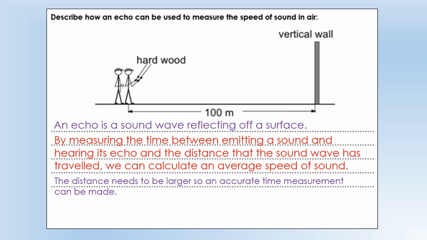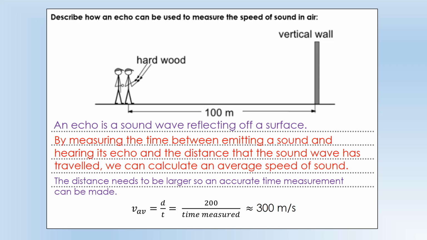The reason we use such a long distance is, if we use a short distance, the time between emitting the sound and hearing the reflection will be very, very small, which will make it an inaccurate measurement. If we have a large distance, we get a larger time, so generally we can measure it more accurately.